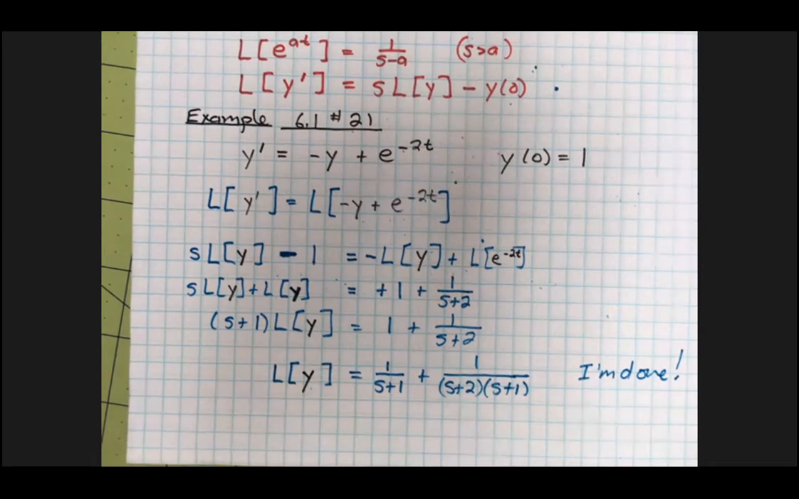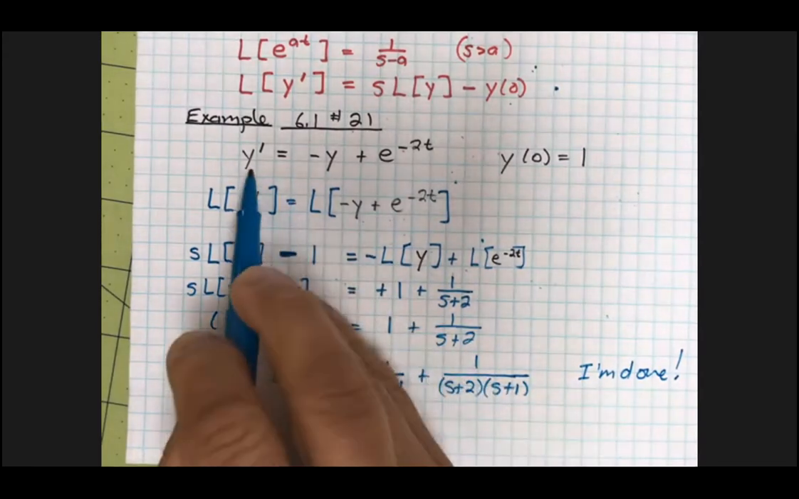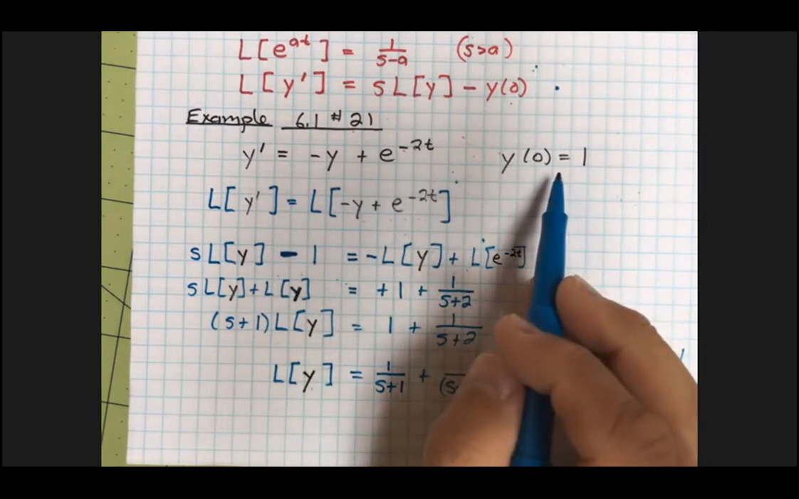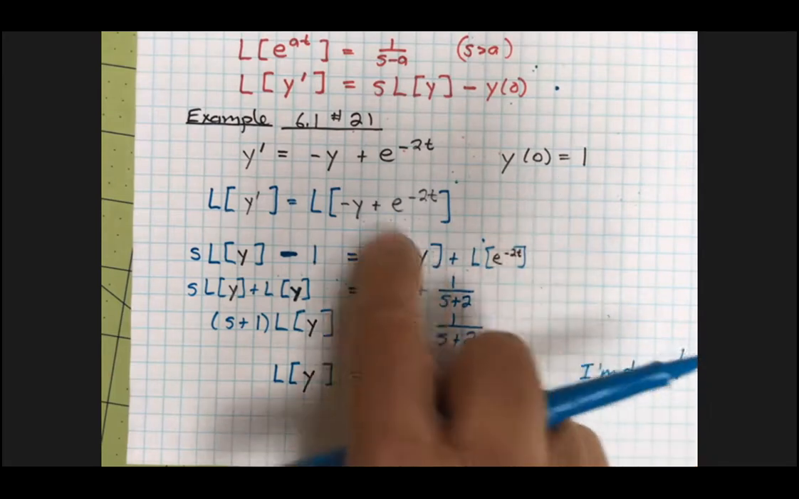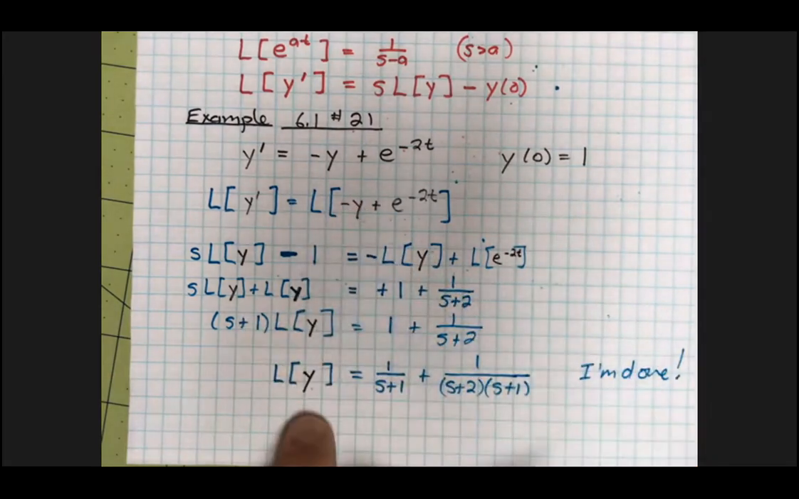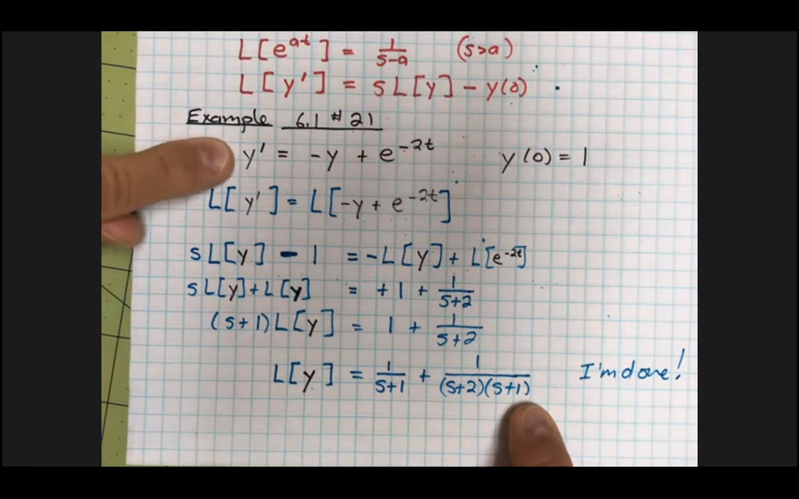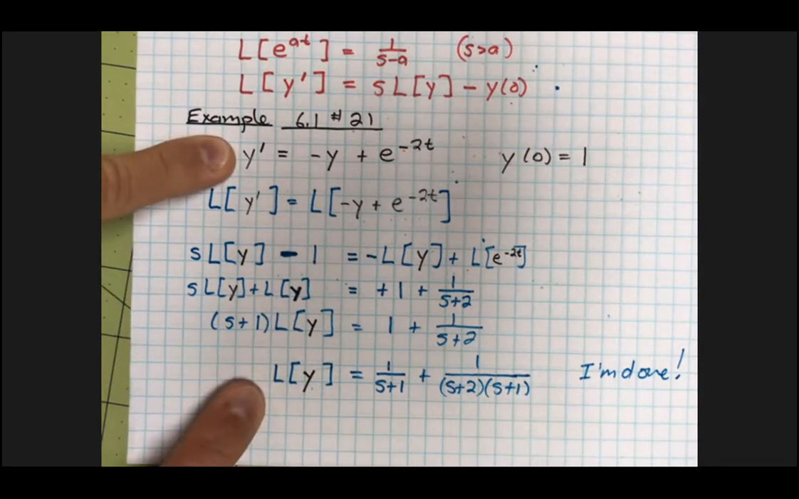But now think of this analogy, like a dictionary between French and German. Now, here's our differential equation in French. And I've applied a dictionary to translate this into Laplace land. Let's say the Laplace land represents German. I've turned a differential equation into an algebraic equation. This is the heart of the Laplace transform.